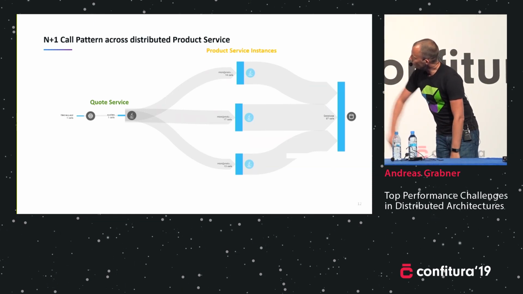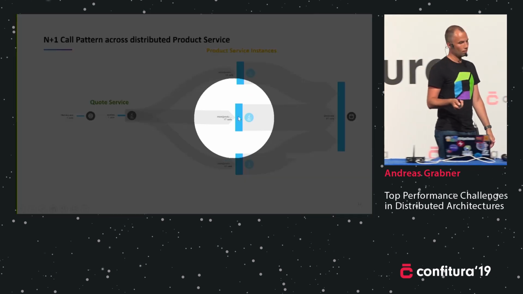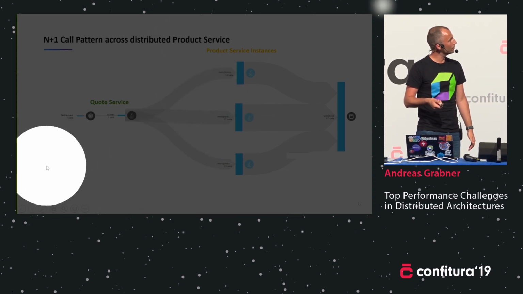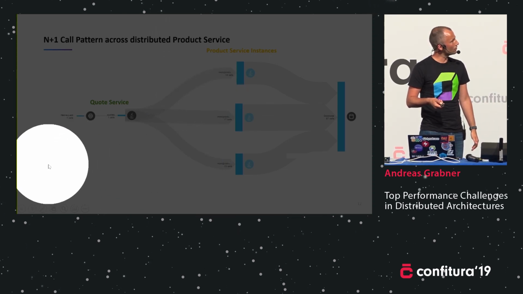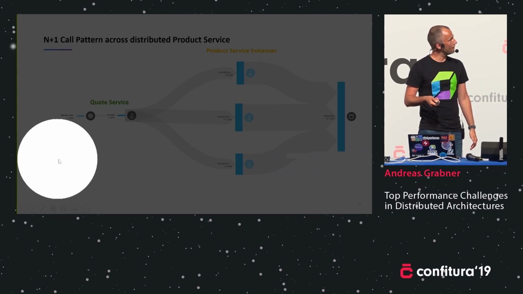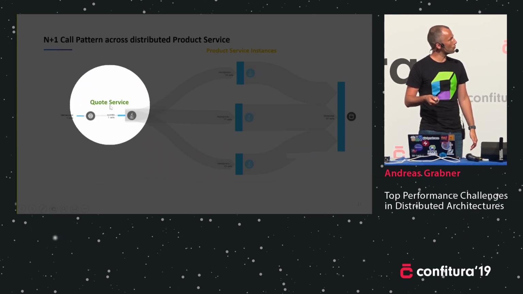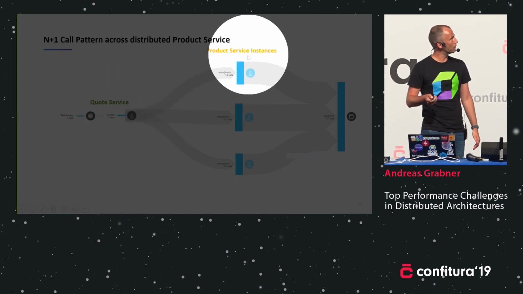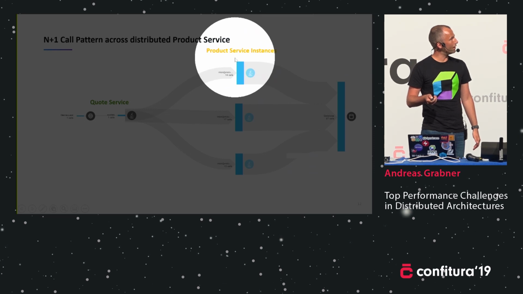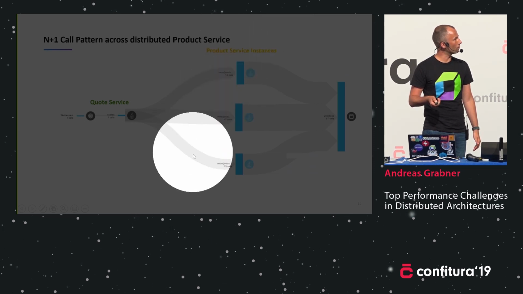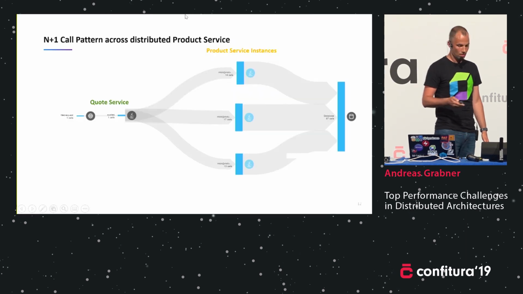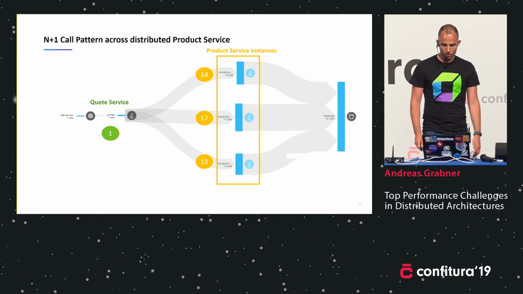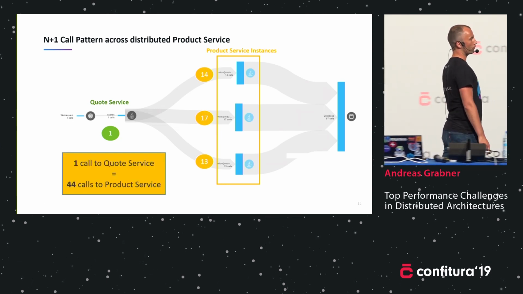There's a little gray, you can see, yeah, I make it like this. You see all the different bars. These are all the communication streams. What they did, they had a quote service, which used to be a monolith, and they extracted the thing that I showed you earlier into a product service that ran distributed across, in this case, 3 different instances. Now, the single call to a quote ended up in a total of 44 calls to the product service.